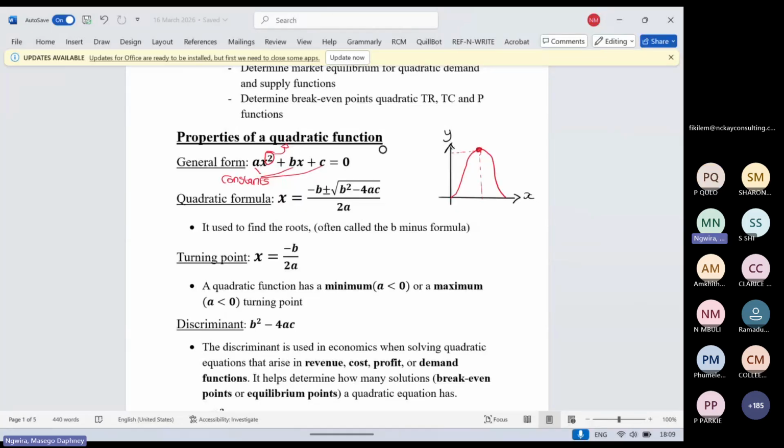If you check this graph, you'll notice that this is the highest point of our graph, so we call it the maximum point. This is where our graph is turning, so this is what we call the turning point, and it's also a maximum point.